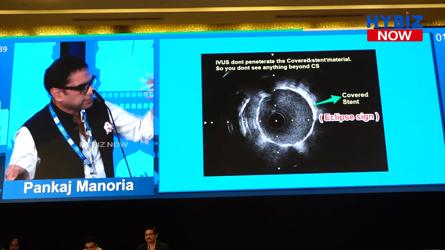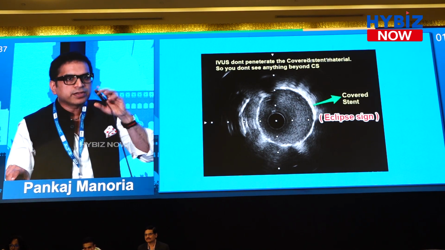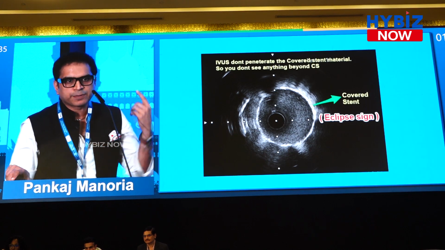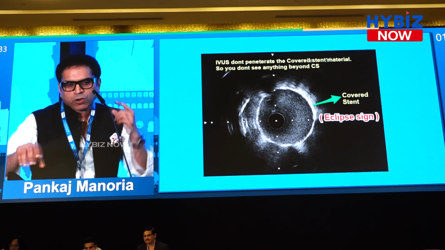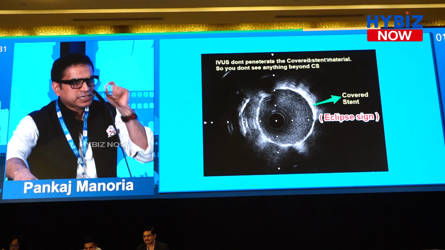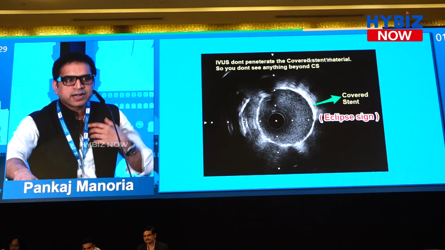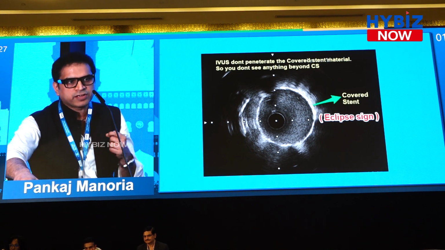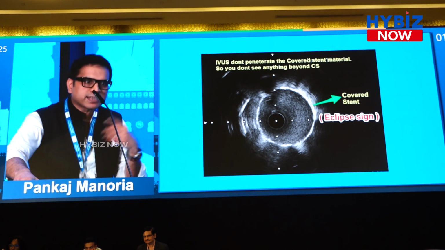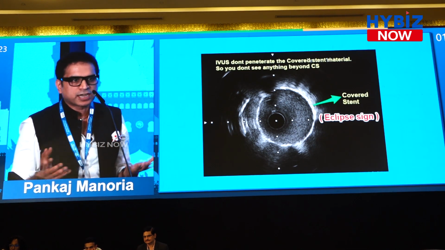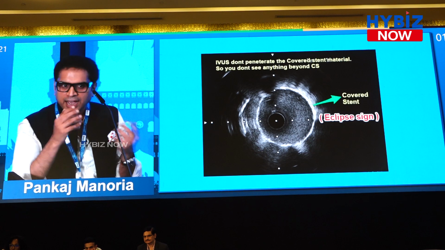So this we covered with a covered stent, and whenever we implant a covered stent, we see this eclipse sign. Eclipse sign means, because this covered stent has a PTFE graft, and ultrasound waves cannot penetrate the PTFE graft, you see nothing beyond that. It's like a total eclipse. That is why it's called an eclipse sign, both in OCT as well as in IVUS.